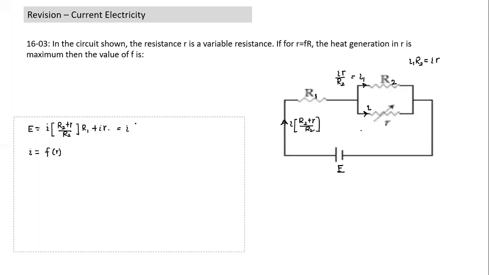If I take I as common here, it becomes equal to R1 into (R2 plus small r) divided by... So I get I as a function of R, and then I can get power also as a function of R. Power will be equal to I square R, and then I calculate dP by dR equal to 0. I'm not doing all the steps, but what is the final result it gives you? It gives you R is equal to R1 R2 divided by R1 plus R2.